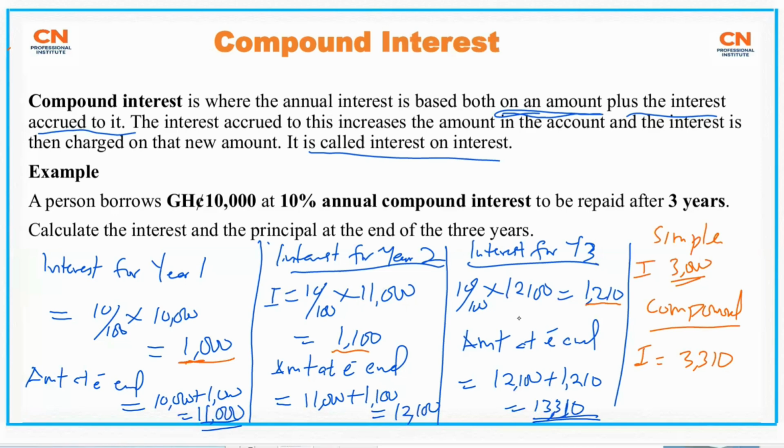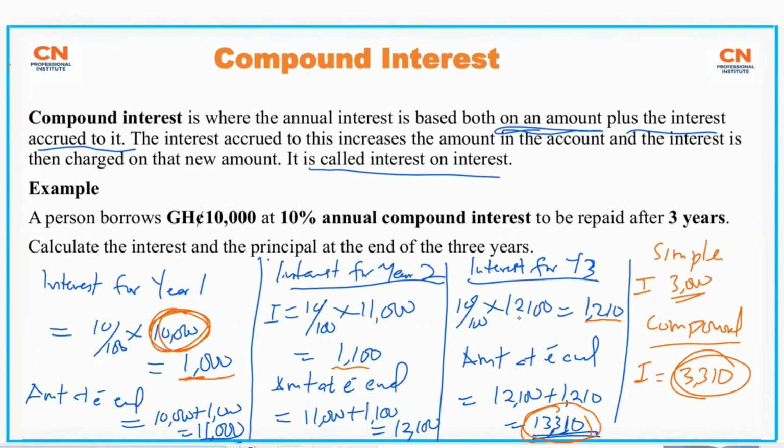All right, so the difference between this amount at the end, 13,310, and the initial 10,000 becomes the interest for the period. So this is how compound interest is. Both the principal and the interest will earn interest. But under simple interest, it's only the principal that earns interest. Okay. Let's continue.